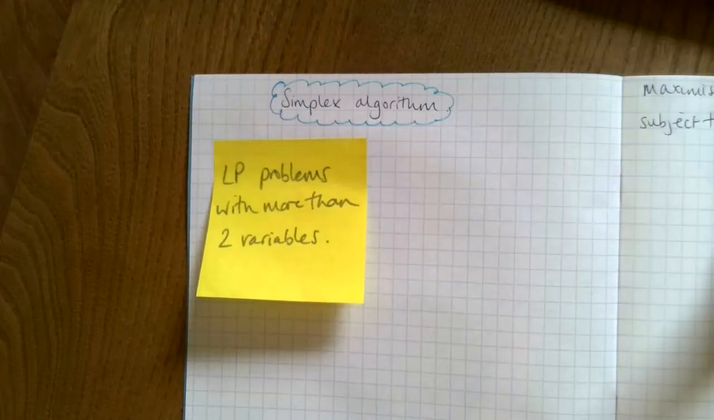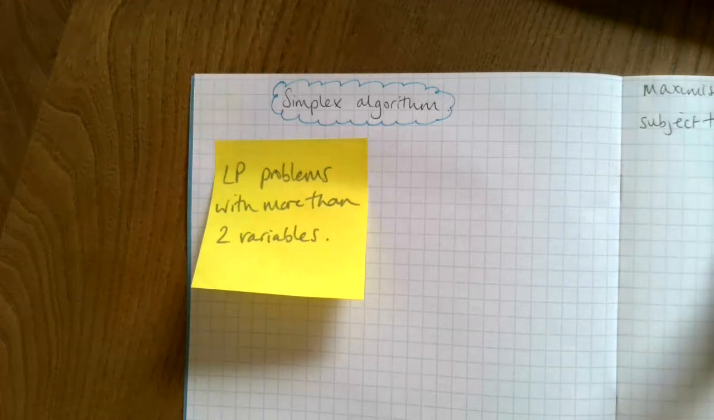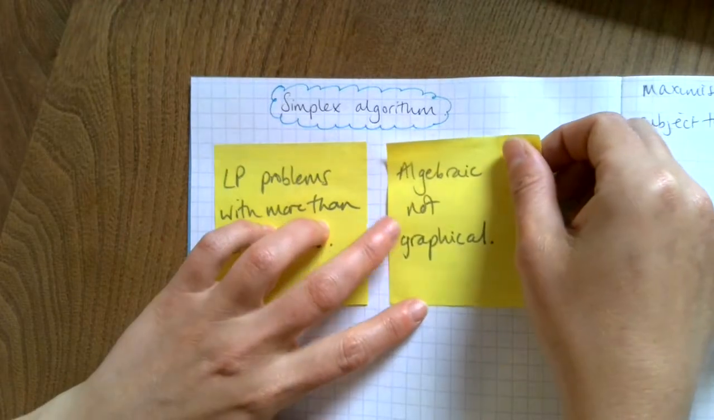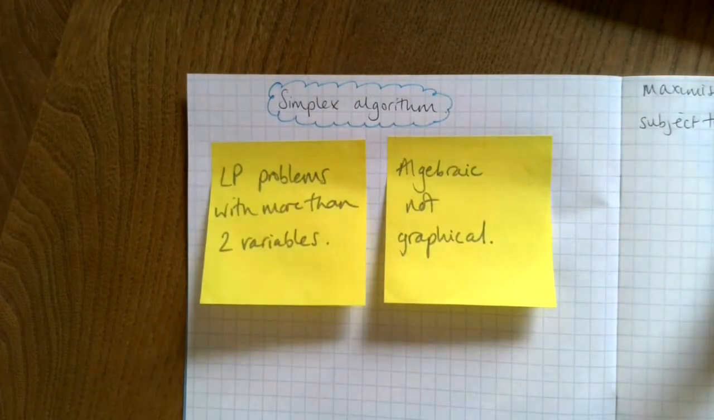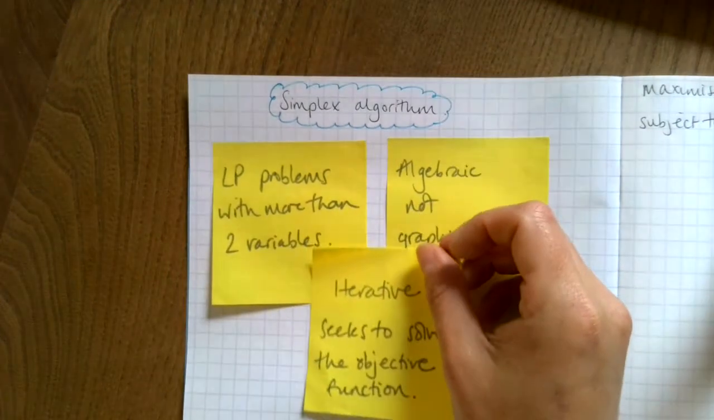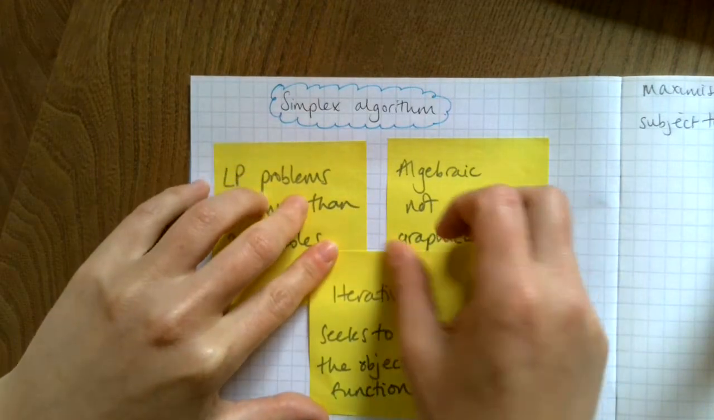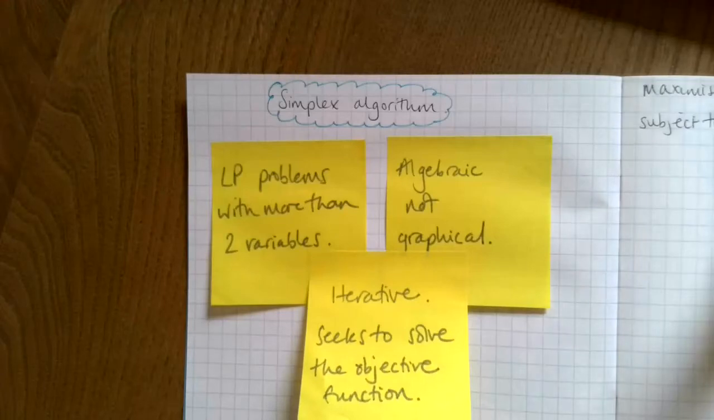It helps us to solve linear programming problems with more than two variables. It does it algebraically, so it works in a table, which we'll see later, not graphically. So obviously, algebraically, you can have more than two variables, and it's an iterative process. So it kind of seeks to solve the objective function.